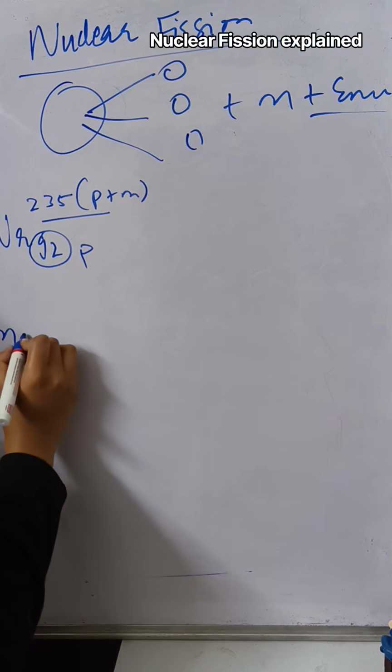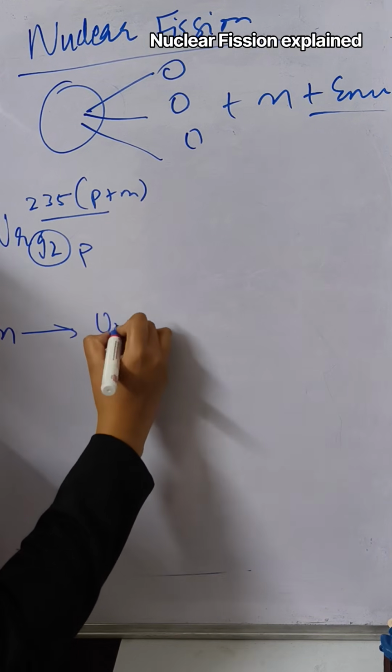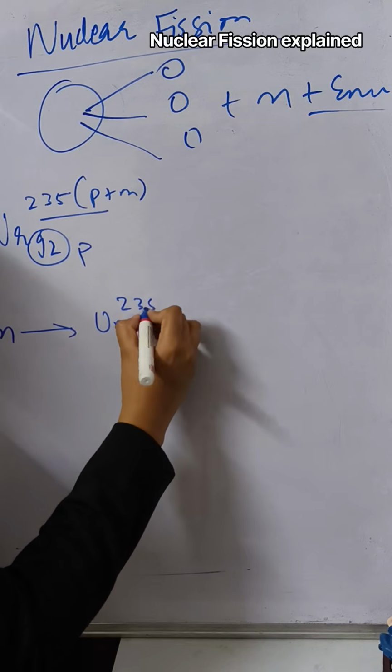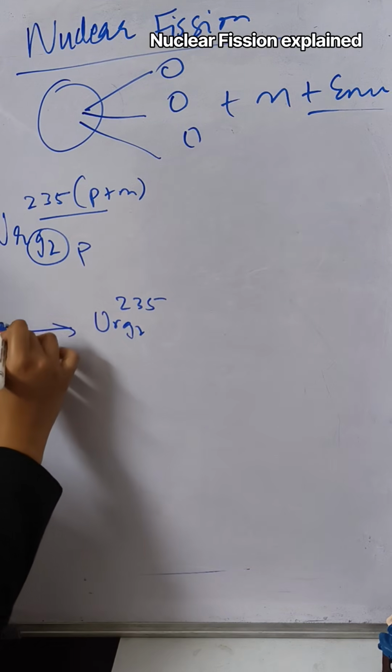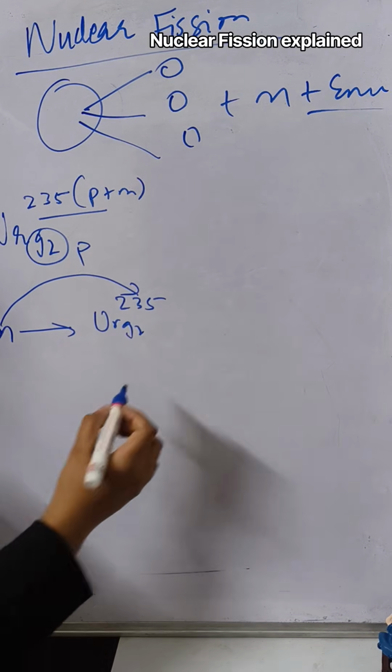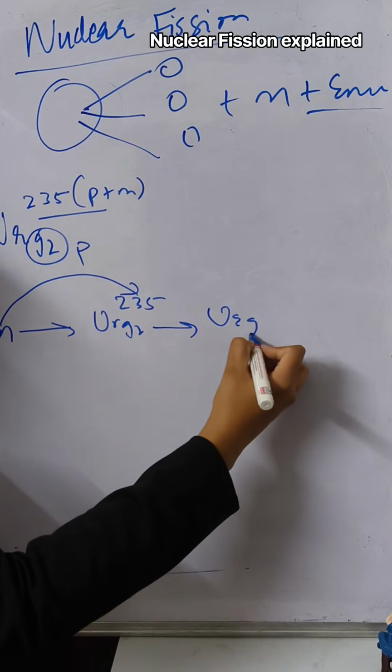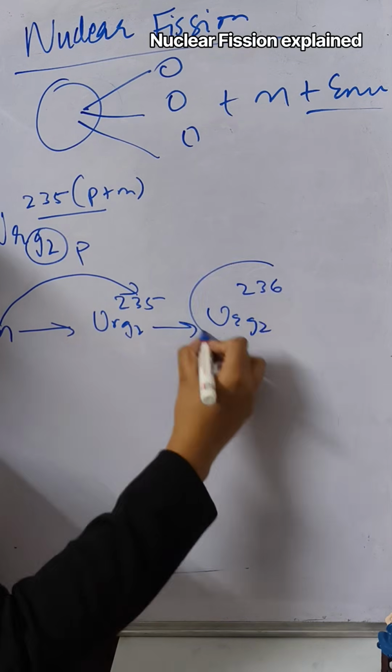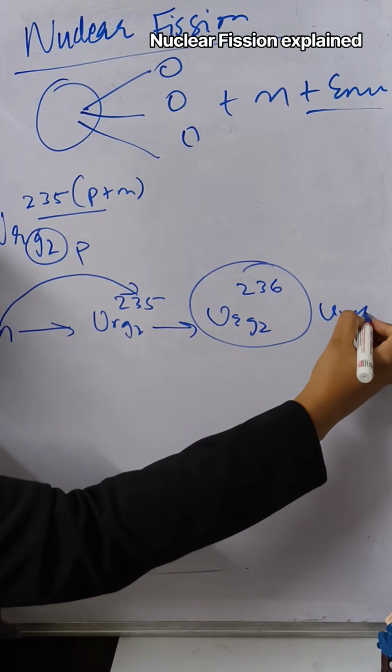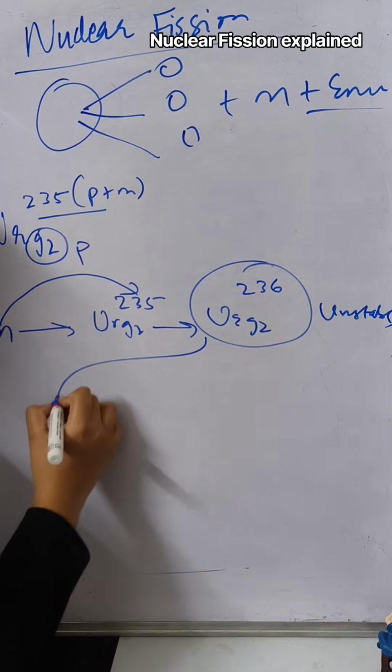Now I will add a very slow moving neutron inside uranium 92 235. If I am adding a neutron, this will be added into the atomic mass, so it will create uranium 92 236. But the structure is highly unstable, so it will break down into smaller pieces.